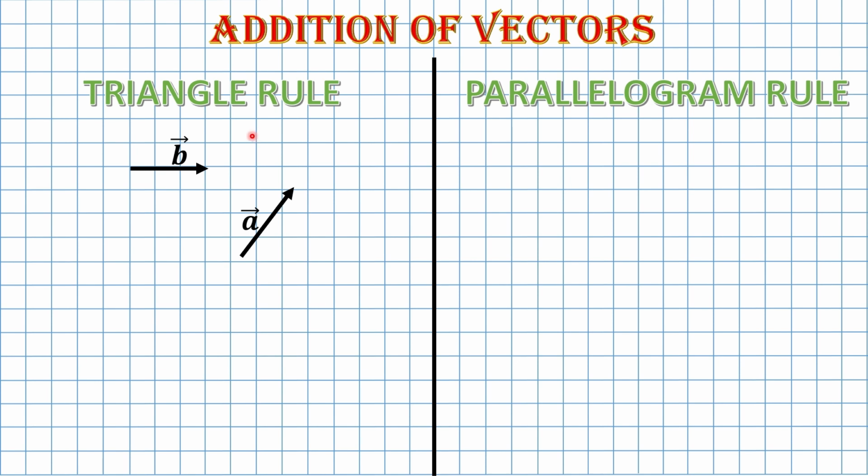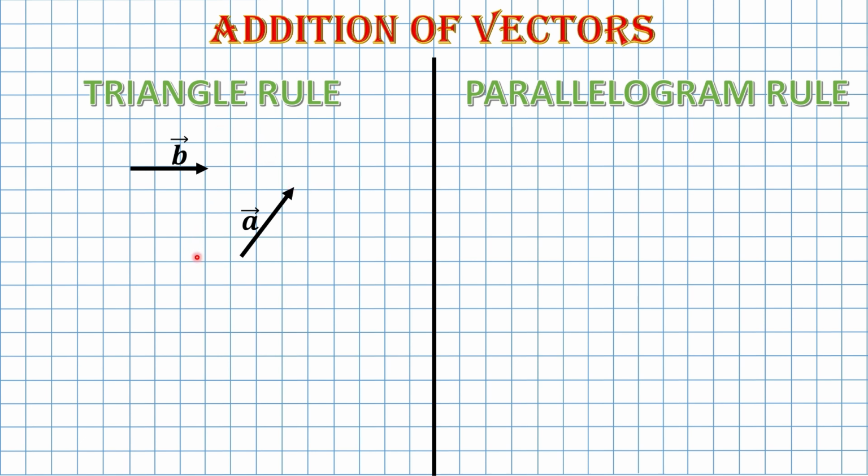Before I start explaining the triangle rule, let's remember that this point of vector is the beginning of the vector, or beginning point of the vector, and this one is the ending point of the vector. And for this one it is the same. This is the beginning point of the vector and this is the ending point of the vector.